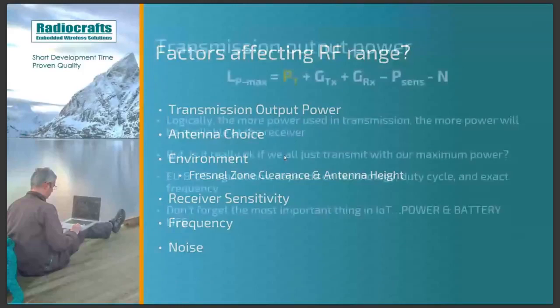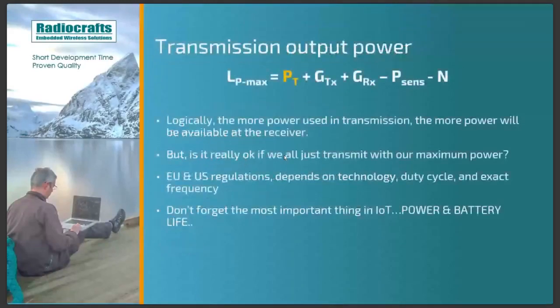So here I will just have this same equation at the top, but highlighting the point that I'm discussing now. The output power is one way to increase the range. It has some drawbacks. First of all, the more output power you have, the more battery or the more current you use, and the worse it is for battery lifetime. So it's not a free thing to do, but you can increase the output power.